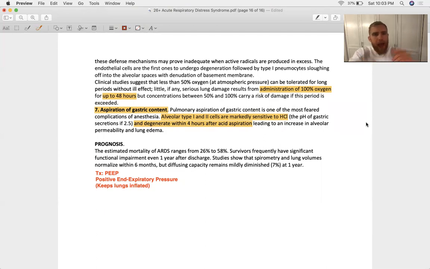Then finally, aspiration of gastric content. And I love this statistic. If you, as a patient, aspirate gastric content, your odds ratio of getting ARDS is 52 to 1. That means you are 52 times more likely to get acute respiratory distress syndrome if you aspirate than if you don't aspirate. So that's how strong this correlation is.